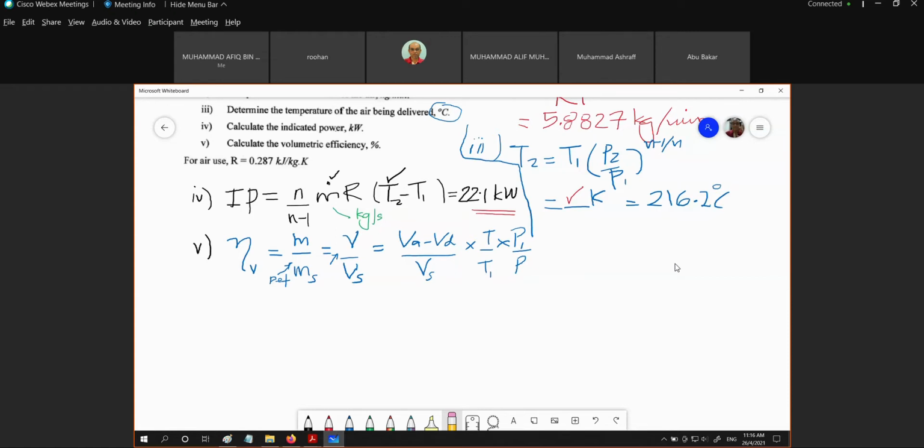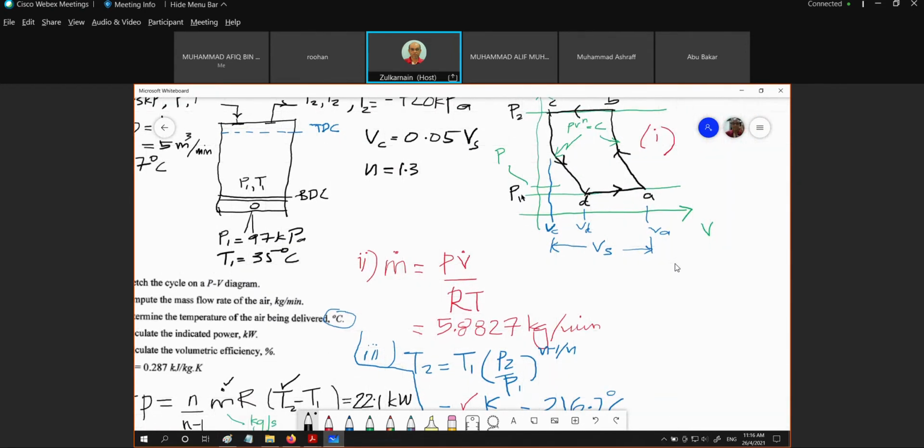Use MRT, sir. PV equals MRT. So if we need the VA minus VD in terms of value, then we use PV equal to MRT. So this is equal to MRT over P. If we look at the PV diagram, the VA minus VD is at P1 and T1.